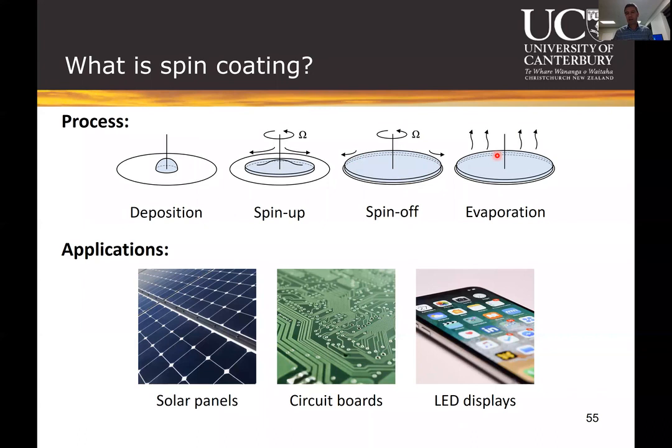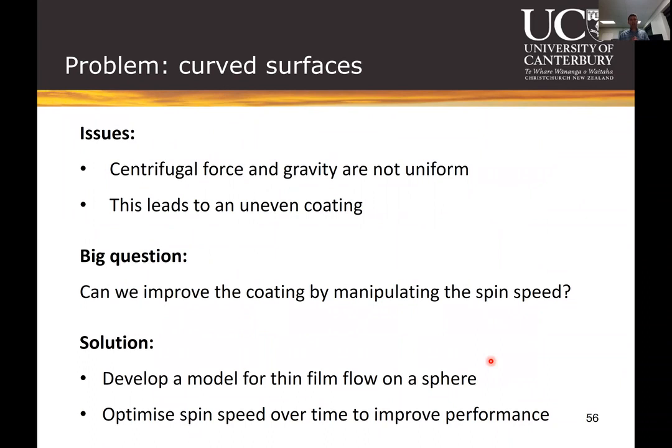This is used routinely in manufacturing. Solar cells, circuit boards, or LED displays are typical applications. But if you want to do that on curved surfaces, as I said before, this does not work, because you end up with a non-uniform film thickness if you rotate around a single axis, because effectively the centrifugal force and gravity force on the surface are no longer uniform.